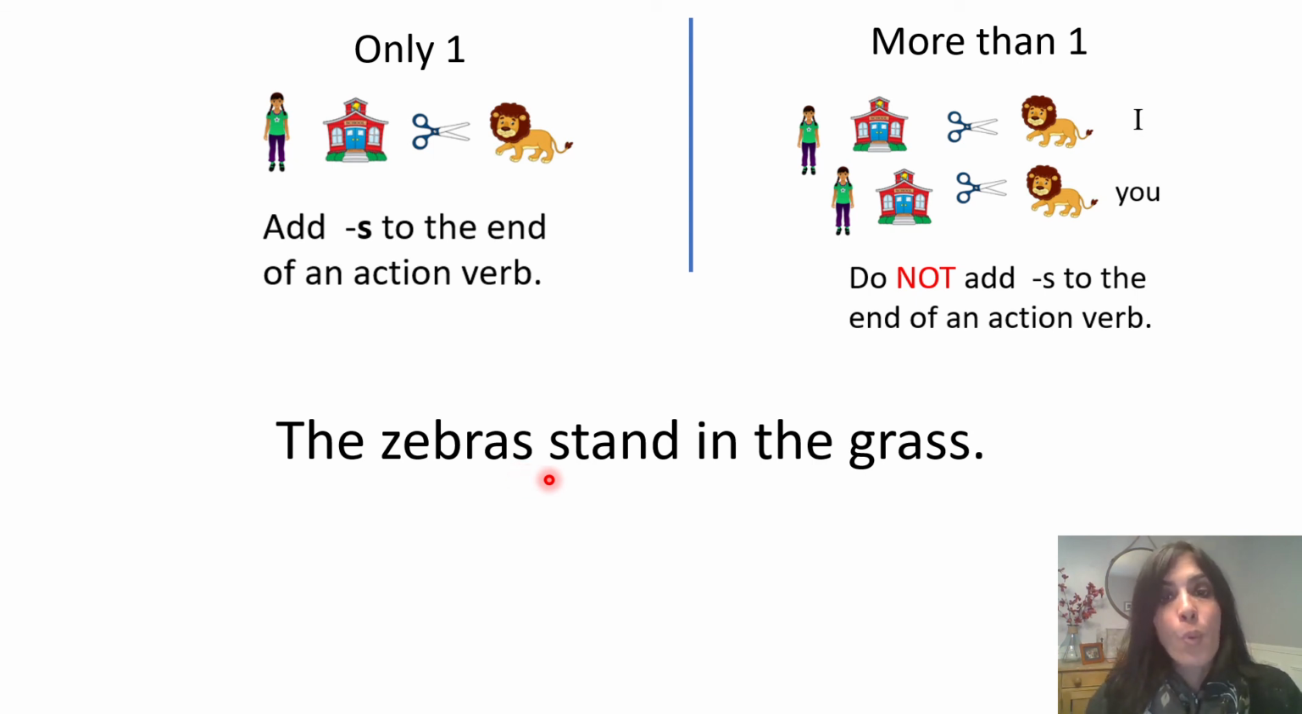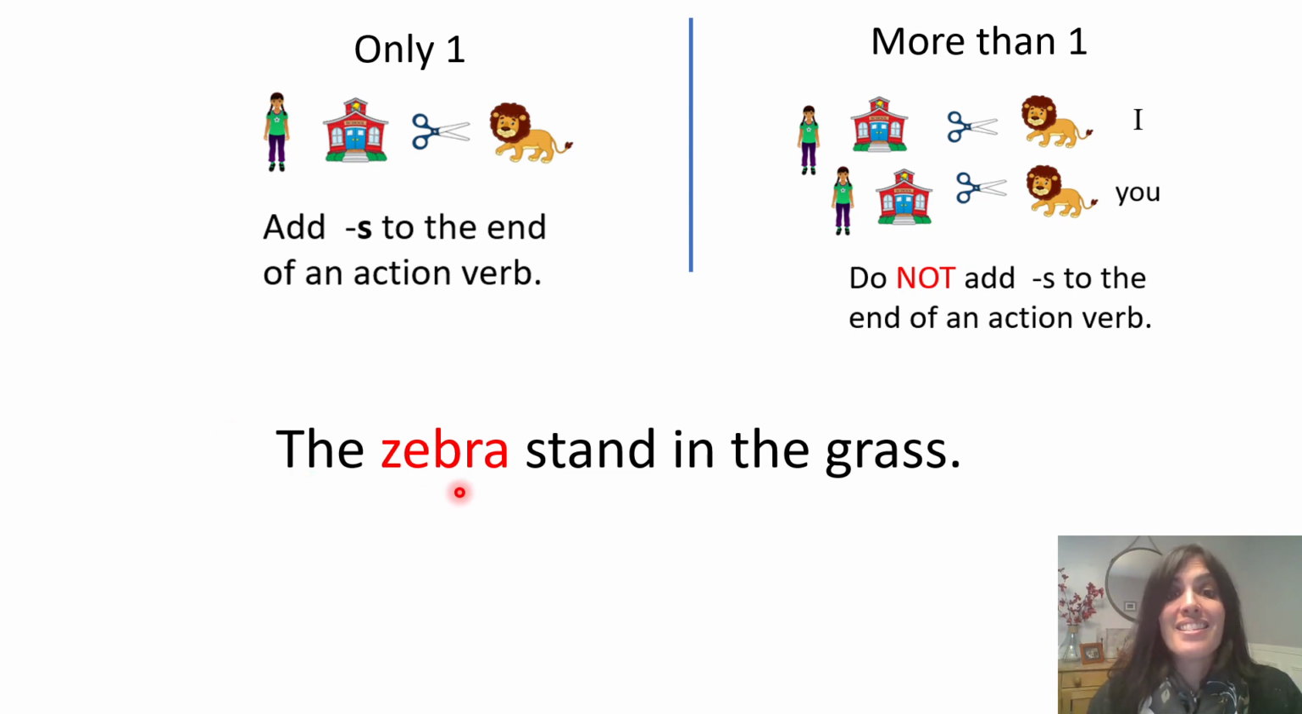Since there is more than one, take a look at my action verb. I do not have an S at the end of the action verb stand because there is more than one zebra. So my sentence agrees. My noun and my verb agree. It says the zebras stand in the grass. I think you know what I'm going to do. What happens if I change my sentence and go from more than one zebra to only one zebra? The zebra. What's going to need to happen to my action verb? There's only one zebra. Go ahead and think.